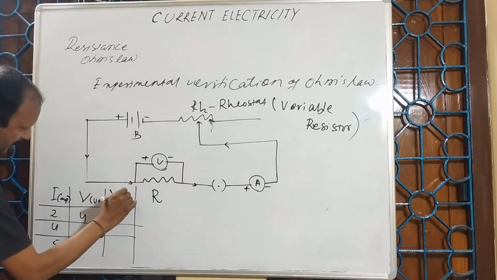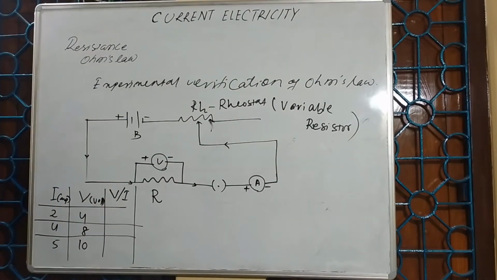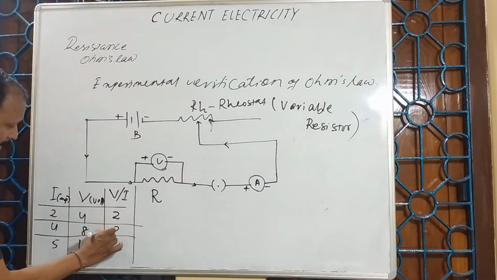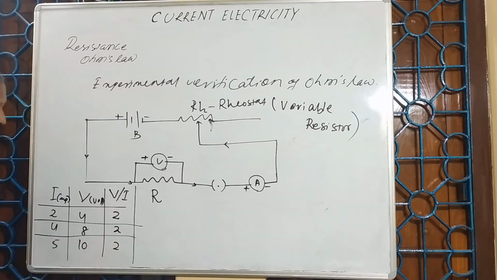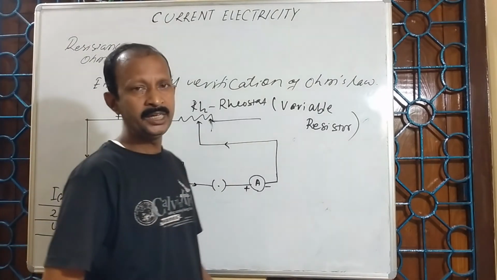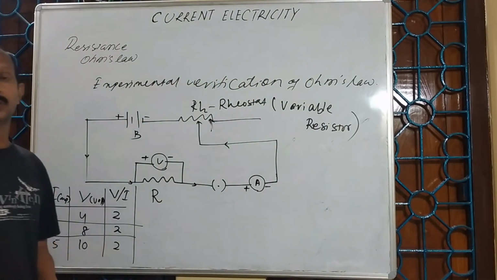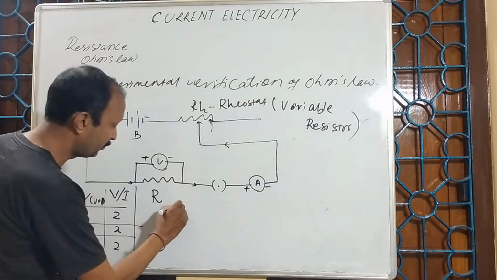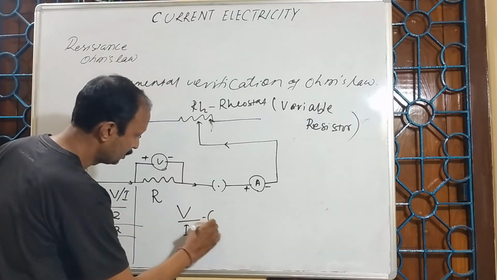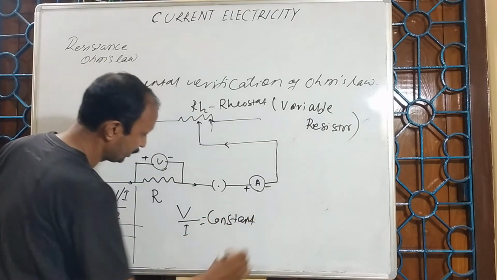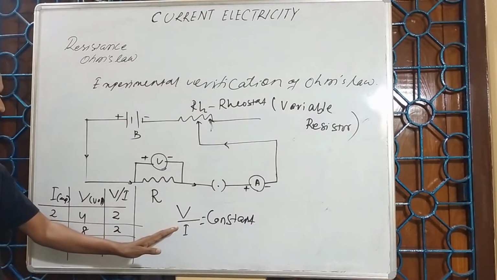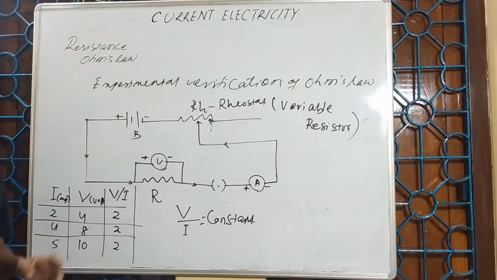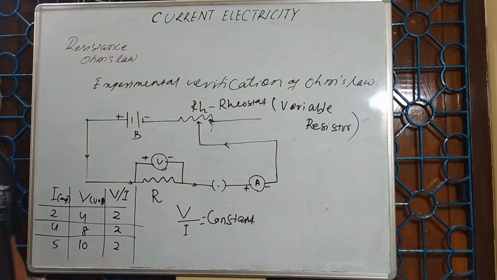In this last column, I have mentioned the ratio of voltage to current. 4 by 2, I got 2. 8 by 4, I got 2. 10 by 5, I got 2. That means I found that V by I is constant. So Ohm's law, V equals IR, or V by I is constant. This is the verification of Ohm's law. This is a very simple law, but it is one of the important laws in the topic of current electricity.